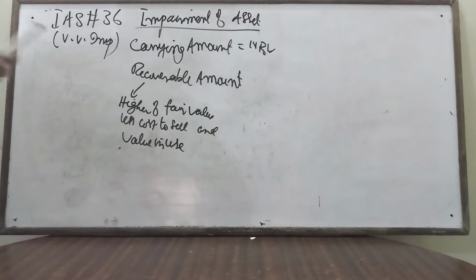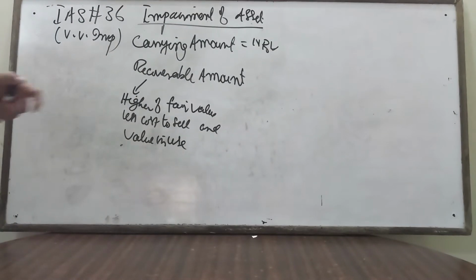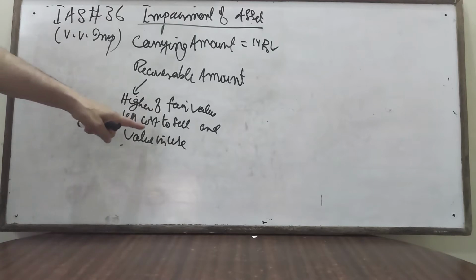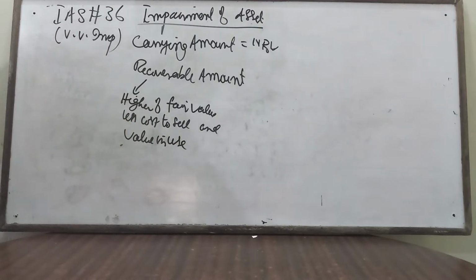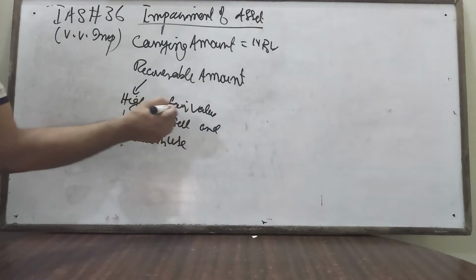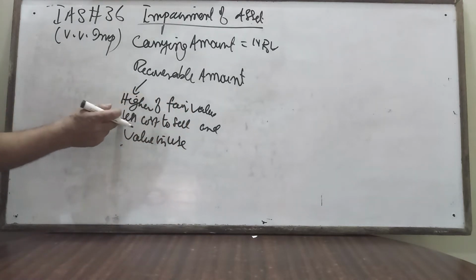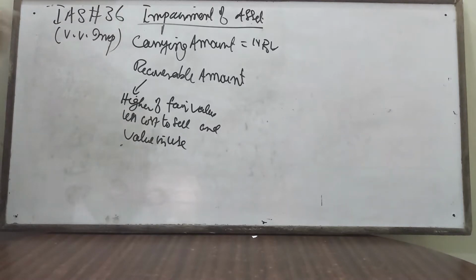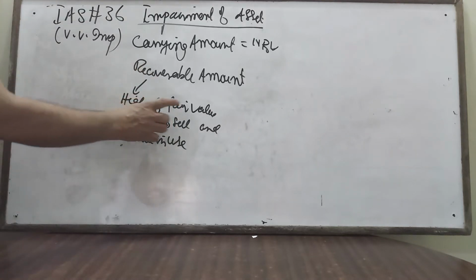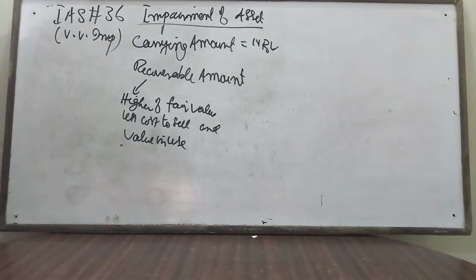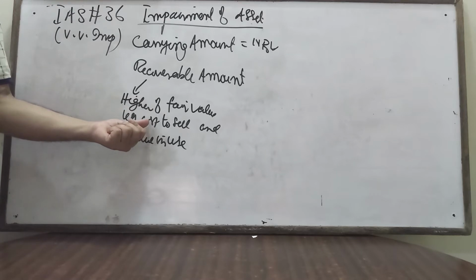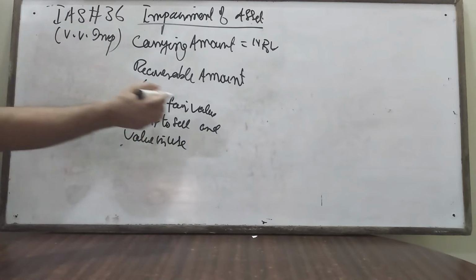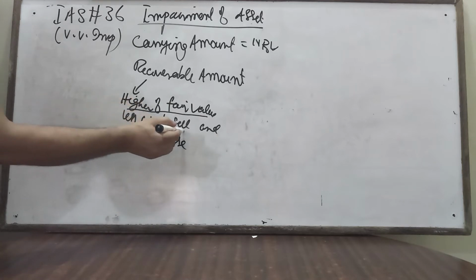Class, this is very important to understand the recoverable amount. Carrying amount, as I told you, is the book value. Recoverable amount is the higher of fair value less cost to sell and the value in use. Fair value is the selling price. If you are going to sell any non-current asset, there are some costs of sale you have to bear, which you have to deduct. This is known as fair value less cost to sell.